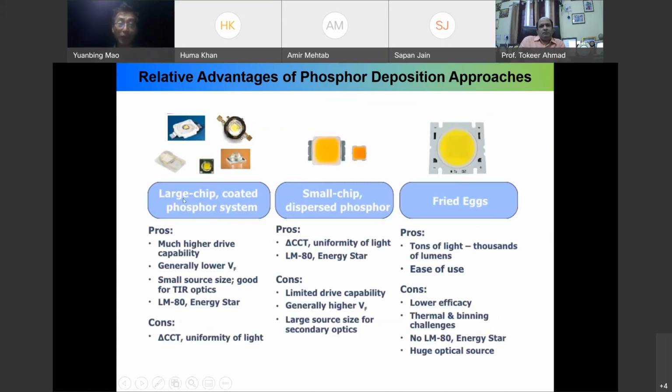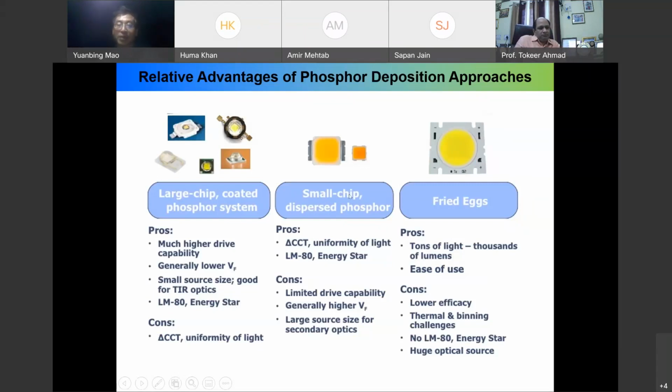So for those large chip and coated phosphor systems, there is much higher drive capability and generally lower voltage, a small source size that is good for TIR optics, and high lumens per area, so it's energy efficient, right? But the cons are the CCT and uniformity of light, because they are large chips. So that makes it more difficult.